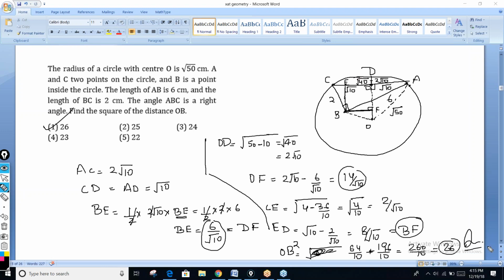So that is a difficult question. Obviously, I'm not saying it is easy. But now I'm sure this is clear. We drop a perpendicular. We get the length of CD and DA, that is half of that. Then we get the length of OD, then OF, and then BF. So when we find the length of BF and OF, we can find the length of OB.